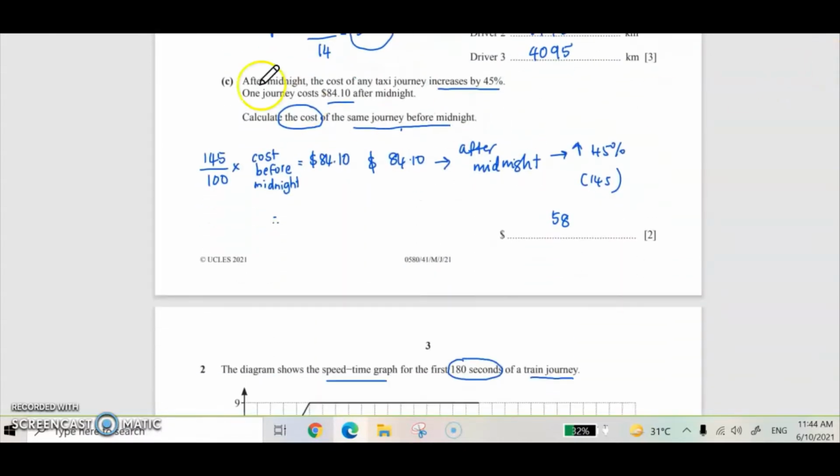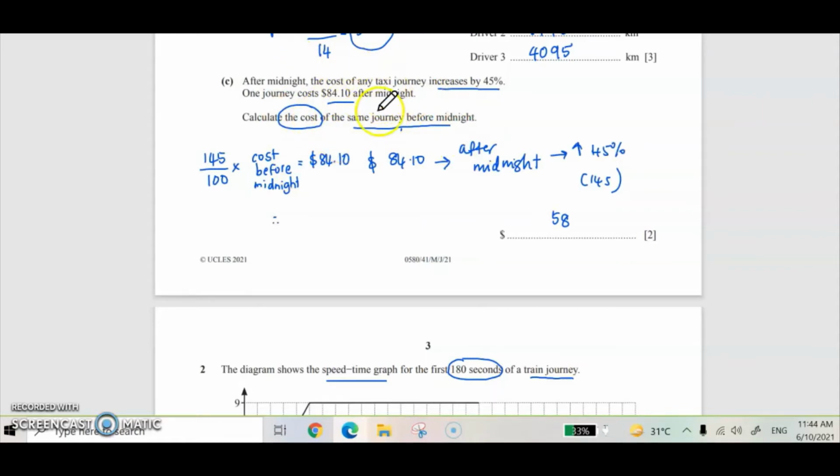Okay, that is for B. We go to C. Okay, after midnight, the cost of any taxi journey increases by 45%. Okay, one journey costs $84.10 after midnight. Calculate the cost of the same journey before midnight. Okay, same journey ni means that maknanya perjalanan yang sama, jarak yang sama, total time yang sama. Cuma waktu yang berbeza lah. Mungkin kalau before midnight, harga dia akan berbeza lah dengan after midnight.